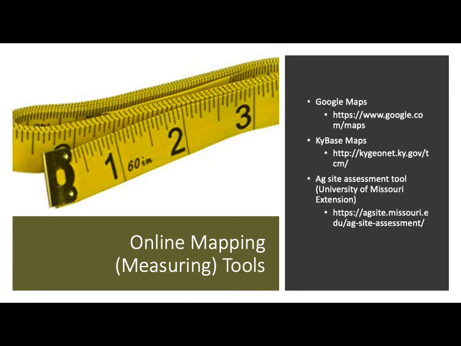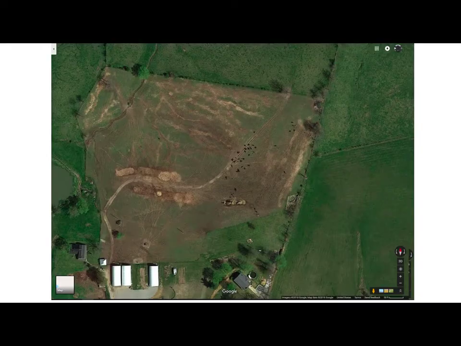For online mapping tools or measuring tools, we have Google Earth, which is one. These are all freely available. Kentucky-based map is another good tool, and the Ag Site Assessment Tool, that's University of Missouri Extension. So one of these three sites are good starting points or good tools that you can utilize.